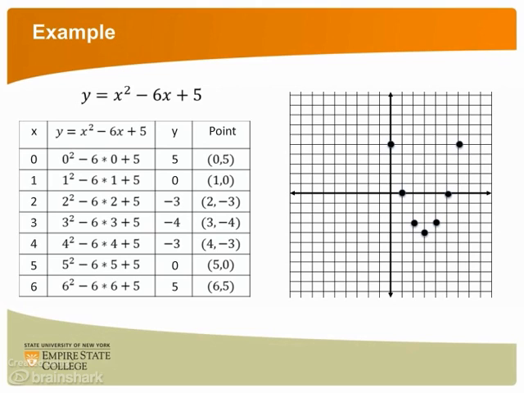We plot each of these points. Connecting the points, we get a U-shaped graph that we label with the equation y equals x squared minus 6x plus 5.